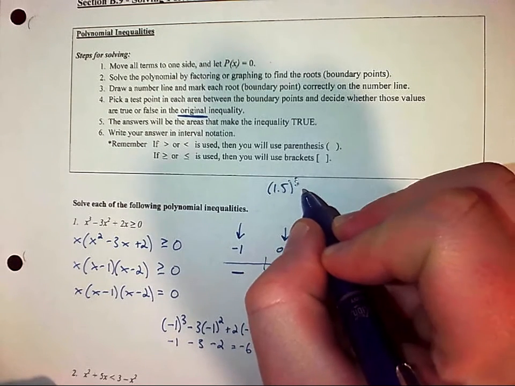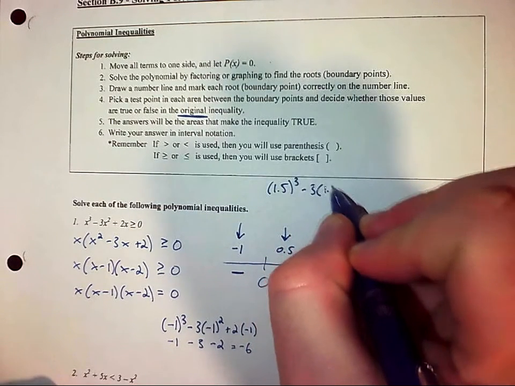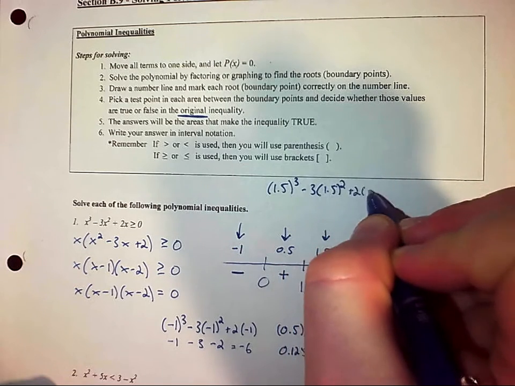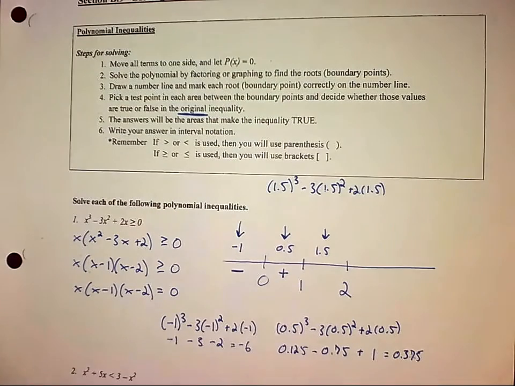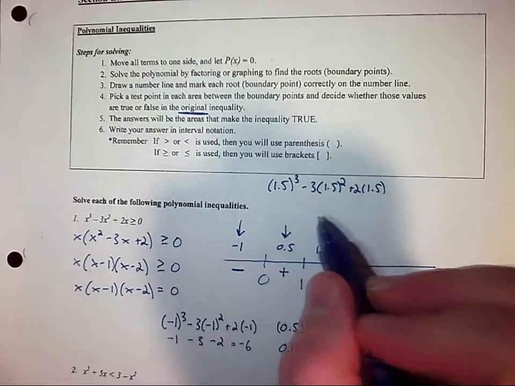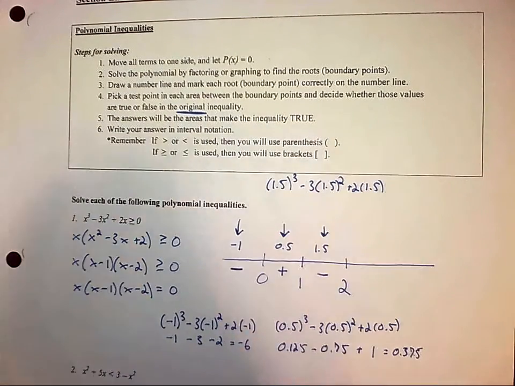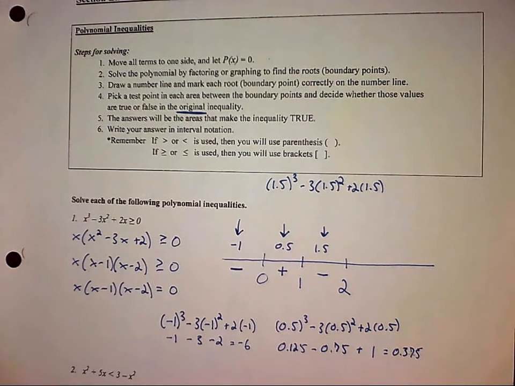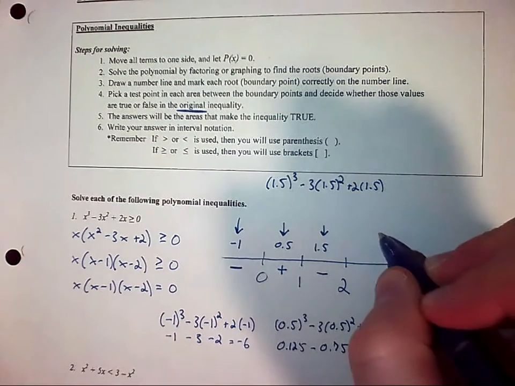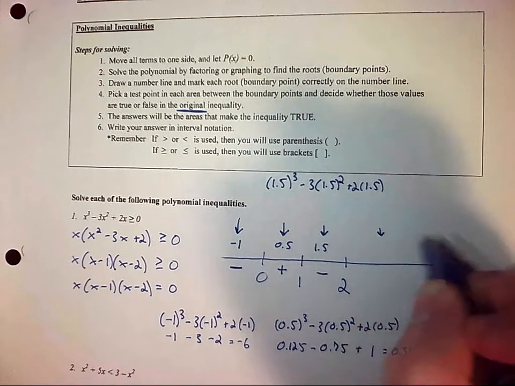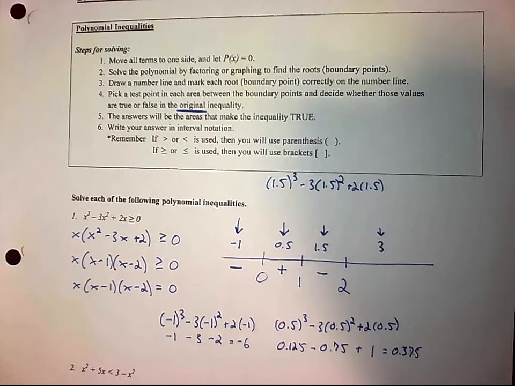1.5 quantity cubed minus 3 times 1.5 squared plus 2 times 1.5. I'll let you figure out what that actual math comes out to be, but one of the things that we can see right here for sure is that this is going to be negative. And again, right now I'm only interested in seeing if it's positive or negative. And now we have to pick our last test value. It has to be above 2, so the number 3 will work out just fine.